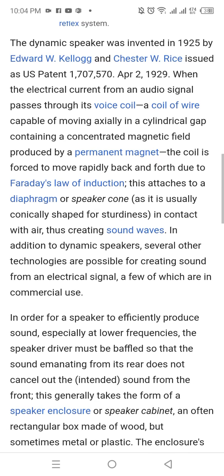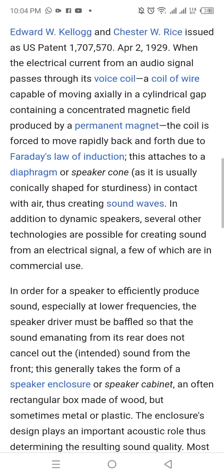In addition to the dynamic speakers, several other technologies are possible for creating sound from an electrical signal, a few of which are in commercial use.